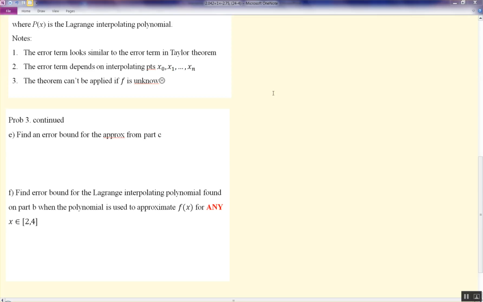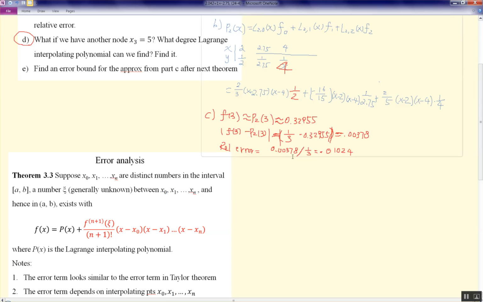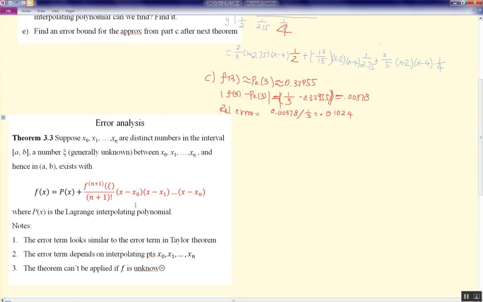Right, this is for part E. We want to find an error bound for the approximation from part C. So we did part C earlier, and in part C we have the approximation, right? We have the error right here. When you have an approximation, you always have some error. Now let's apply this theorem to find the error bound for part C.